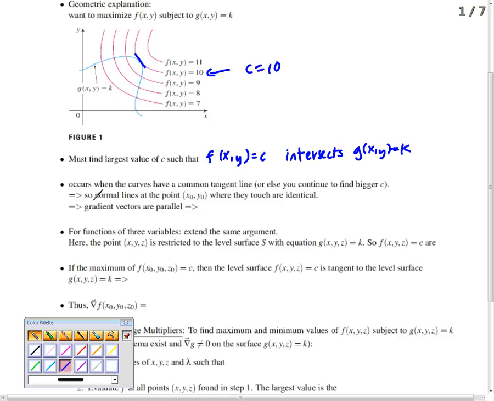Okay. So normal lines at the point x naught, y naught, where they touch are identical. Does that make sense? Normal lines mean they're orthogonal. Right? So if I look at the point where they touch and I draw normal lines. It's just like a mountain. There's a boundary. So the gradient vectors are parallel, which means I can write this. The gradient of f at the point x naught, y naught equals lambda times the gradient of g at x naught, y naught. And lambda, that's a Greek letter, lowercase lambda, it's a scalar.